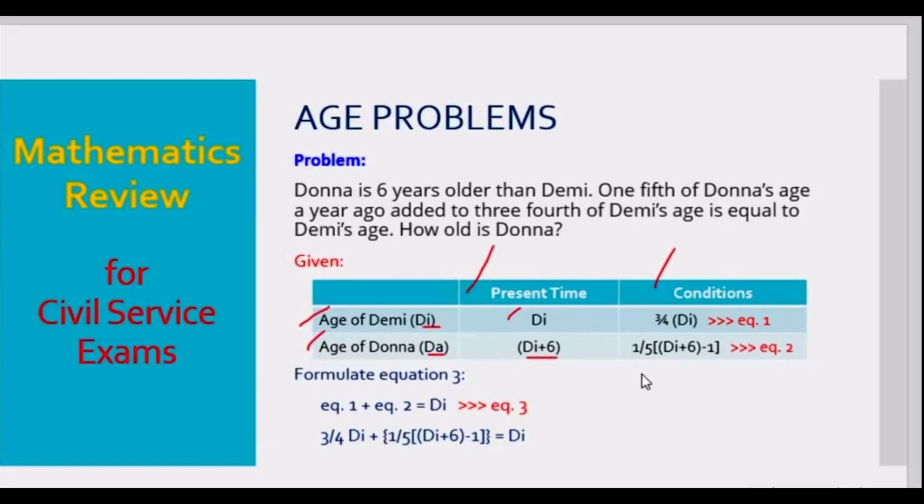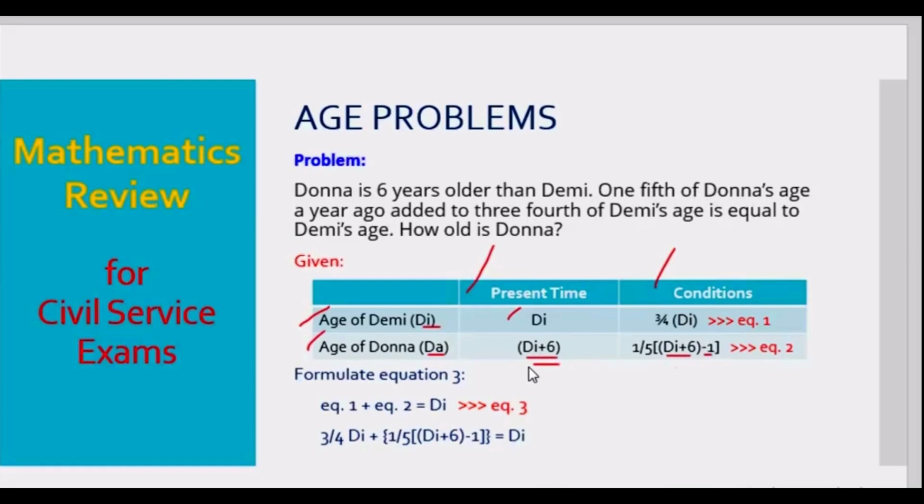So one of the conditions, 1/5 of Donna's age a year ago. So what is Donna's age? Age of Donna, okay, is equals to D plus 6, which is here. So I'll just write it here. Okay. A year ago, so I have to minus 1. So that is minus 1. So take note of the bracketing I did.